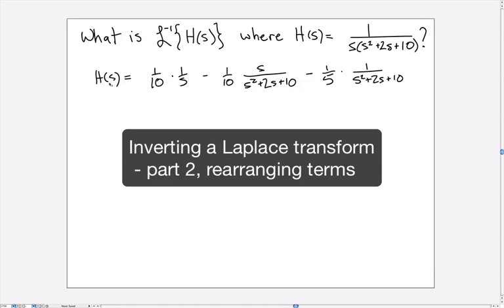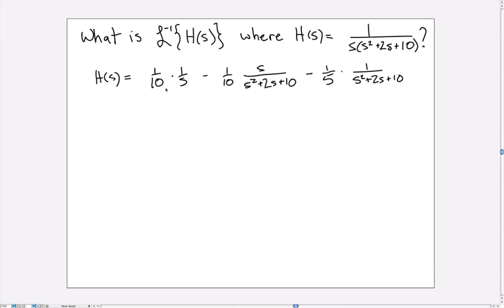So now we have an expression for h of s that includes one term that has a simple transform, and these are looking like they're close to the transforms of trig functions, but not quite. So let's sort out exactly what we need.